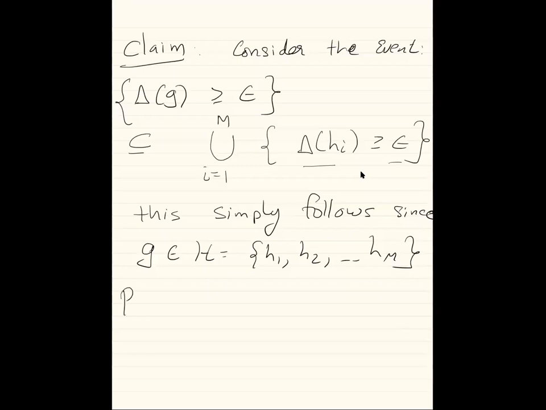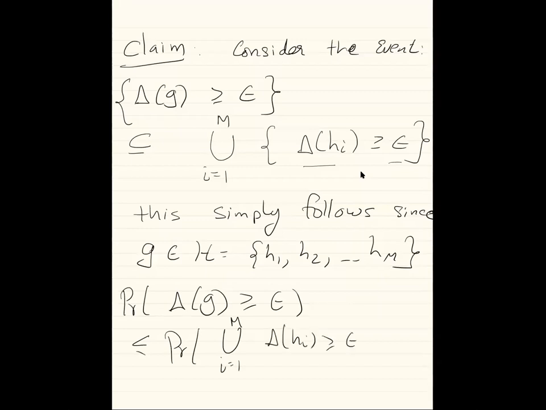As a result of this, the probability that delta of G is greater than epsilon is less than or equal to the probability of the union of i going from 1 to M of the events delta of Hi greater than epsilon. This just comes from the inclusion principle. Since the left-hand event is included in the right-hand event, the probability of the left-hand event is less than the probability of the right-hand event. Now we can apply union bound to this.